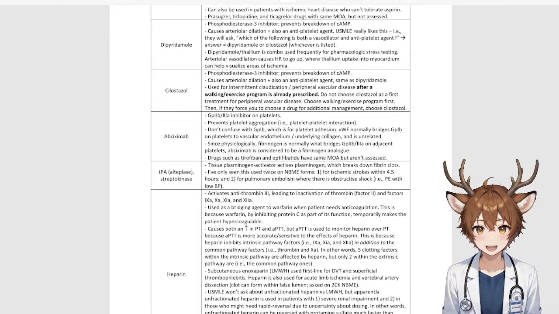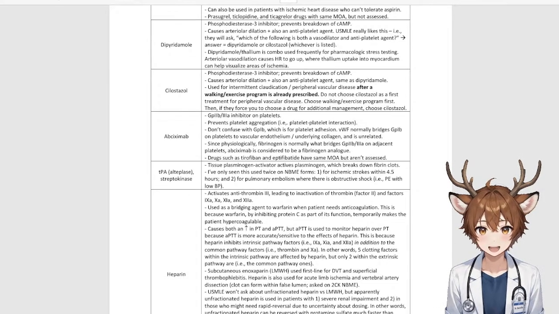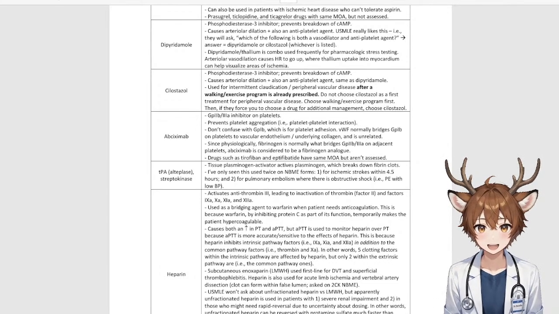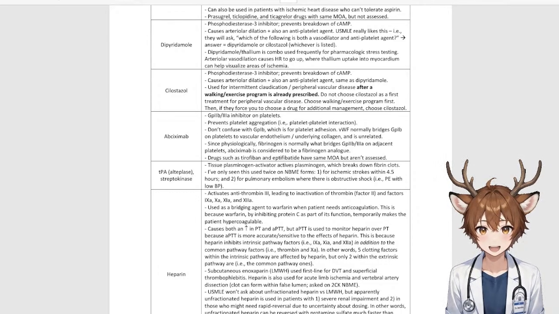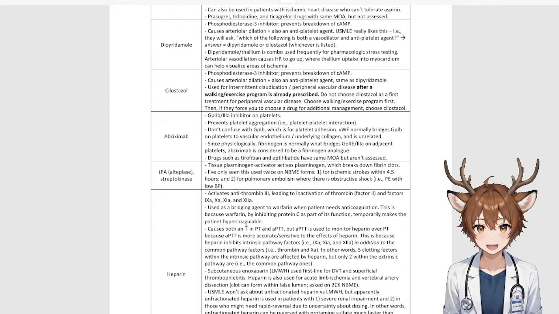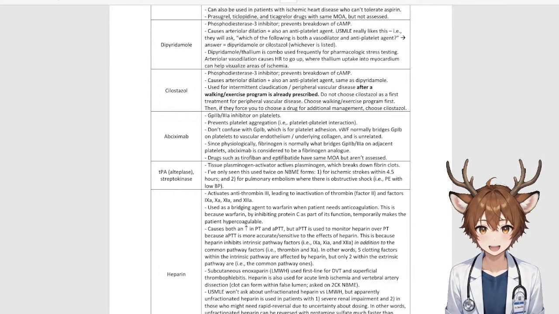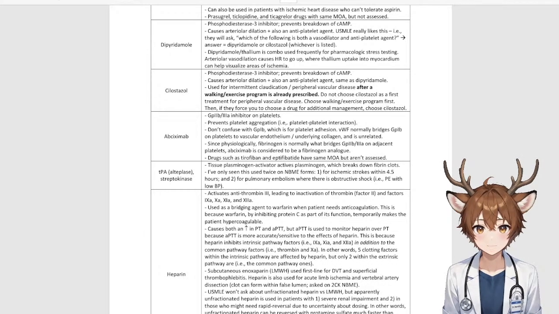Since physiologically, fibrinogen is normally what bridges the GP2B3A on adjacent platelets, abciximab is considered to be a fibrinogen analog. Drugs such as tirofiban and eptifibatide have the same MOA but are not assessed.